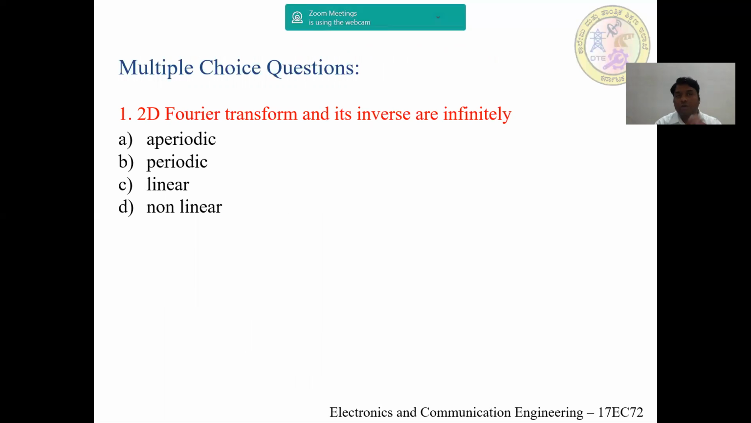So then we will go for multiple choice questions. 2D Fourier transform and its inverse are infinitely aperiodic, periodic, linear, non-linear. The answer is periodic.